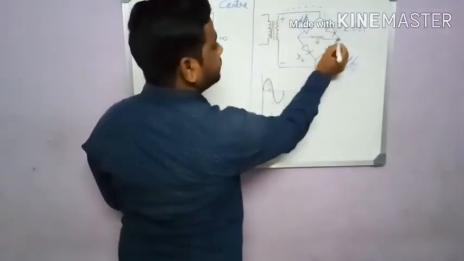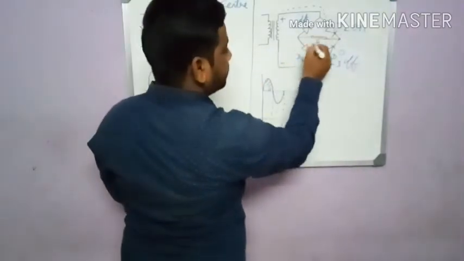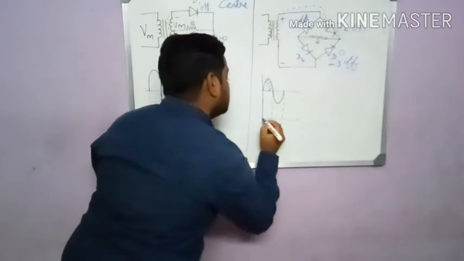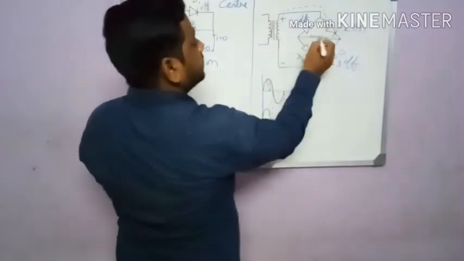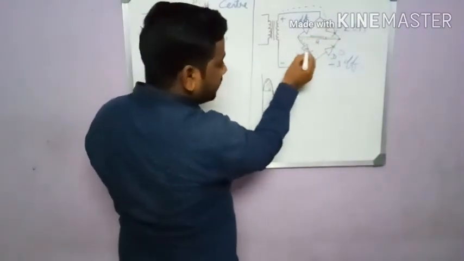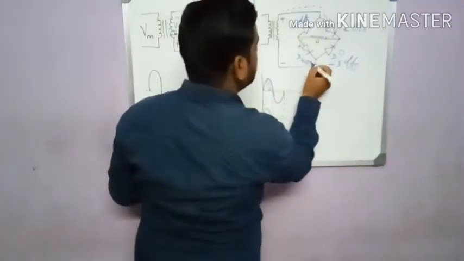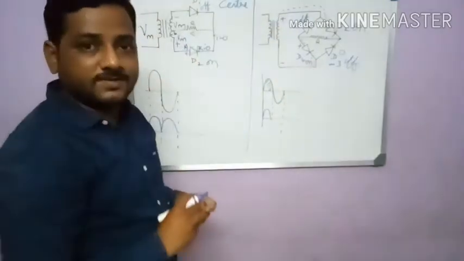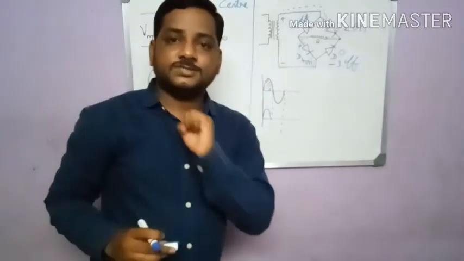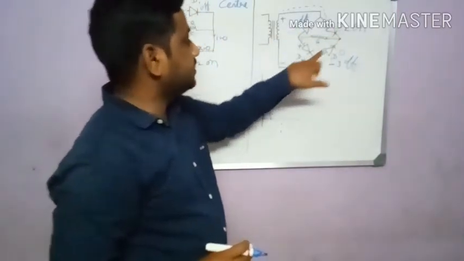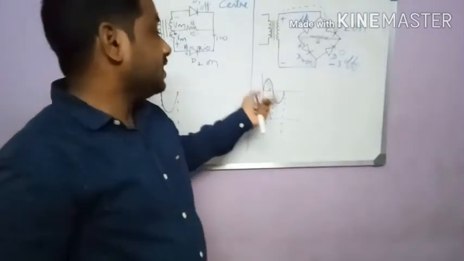So where should the current flow now? This is the only branch where the current will flow, and the voltage drop across the resistance is the same as the input. Full maximum voltage will be dropped here, and then it will flow like this. This is positive, so the anode is at higher potential and it will conduct. So D4 is on, then it will come back like this to the neutral terminal. This is the output we got, and during the positive half cycle, diodes D2 and D4 are in on condition.